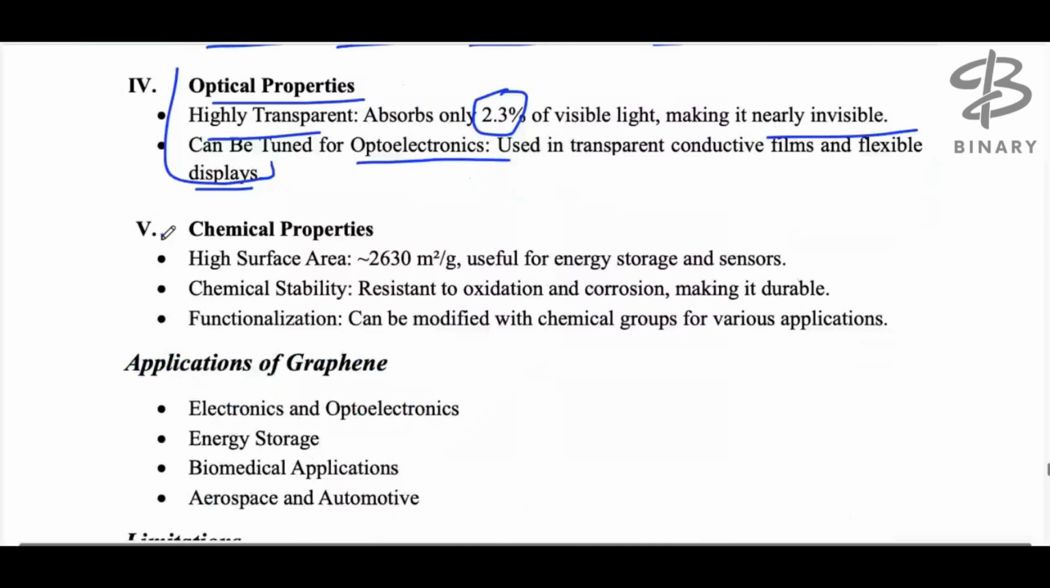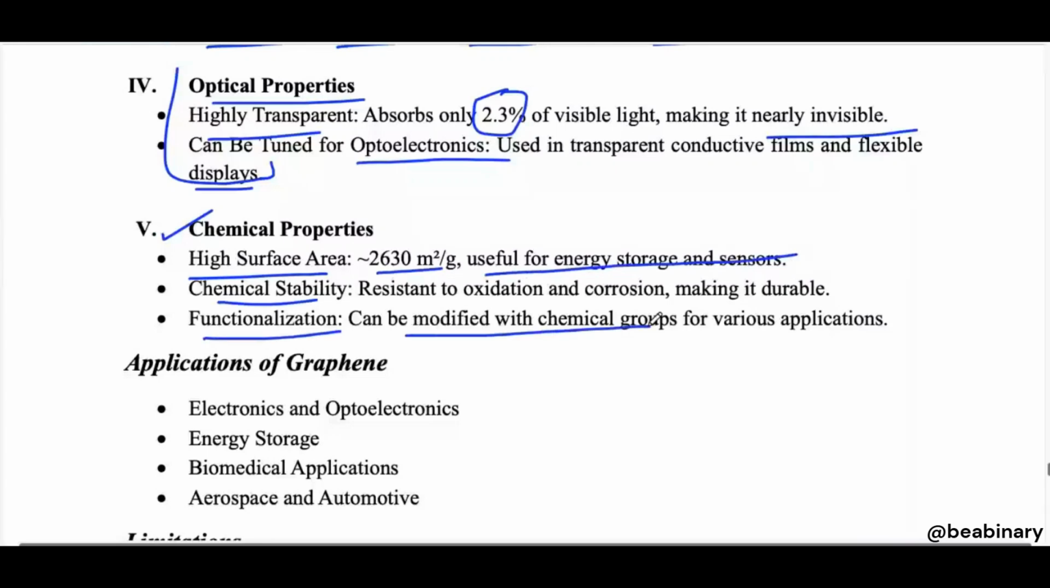So high surface area. Surface area means what? They have a surface which is exposed to the environment, which is 2630 meter square per gram, useful for energy storage and sensors. Chemical stability, the resistance to oxidation and corrosion, making it durable. If we talk about functionalization, they can be modified with chemical groups for various applications.